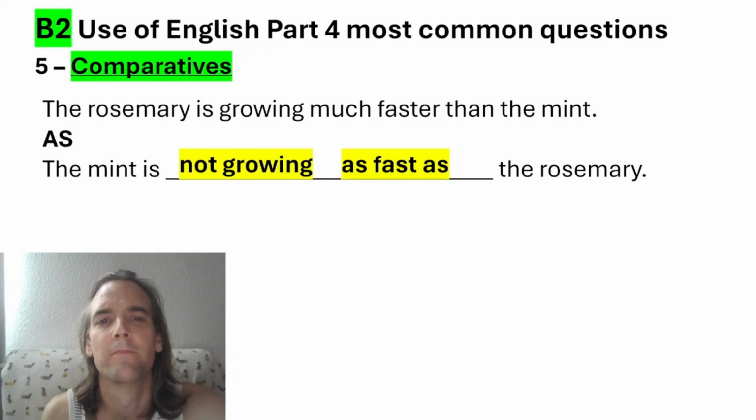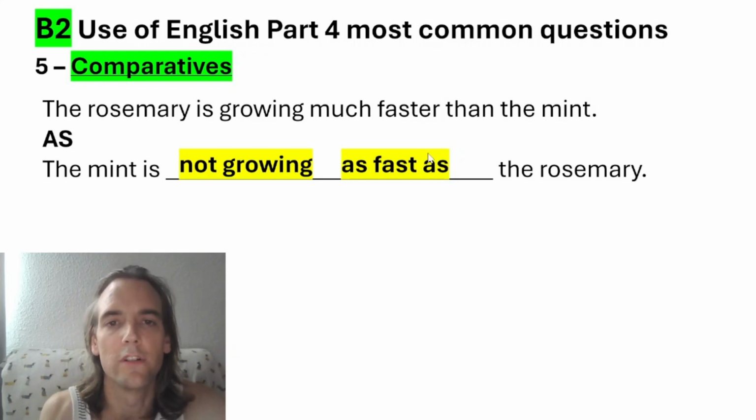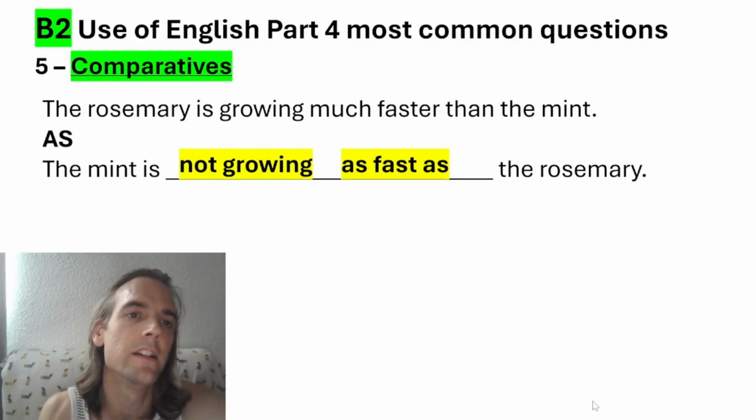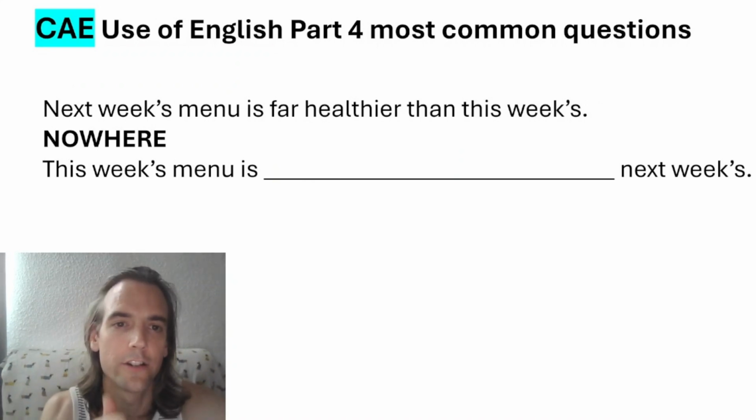I think we have to say that with the word as, we have to say the mint is not growing as fast as the rosemary. So one is faster than the other one is not as fast as that one. That's how we use as and as, this comparative phrase for B2 and maybe for C1 as well. Pause the video, answer this question.